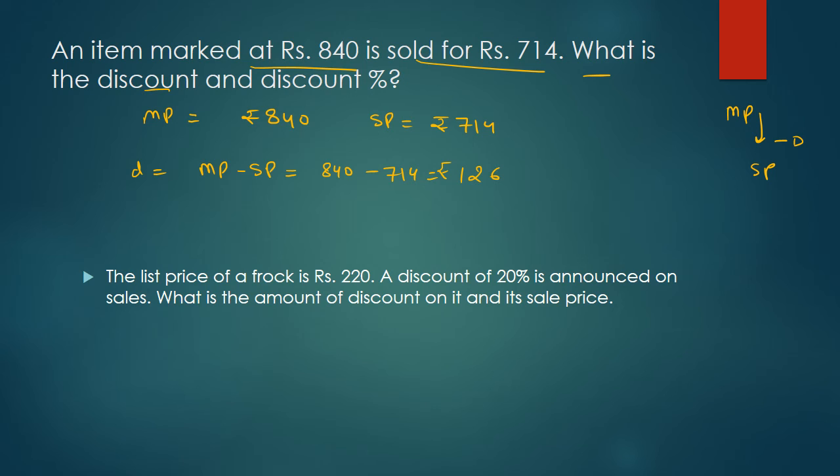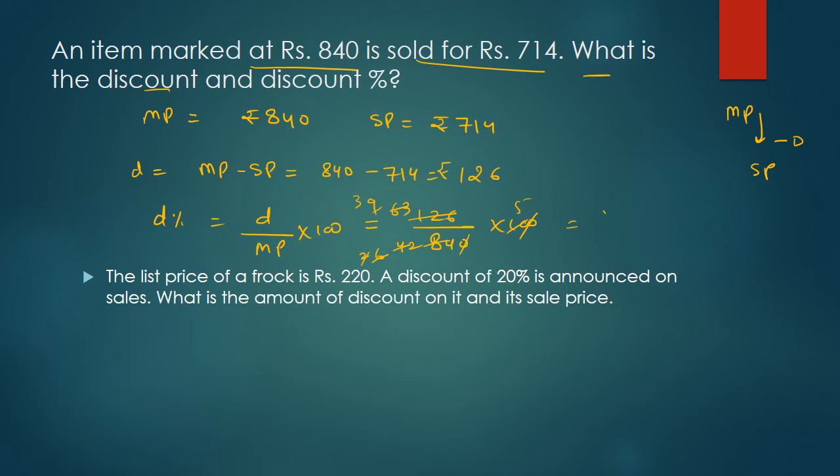Now we have to find out the discount percent. So discount is put on the marked price. Discount upon marked price into 100 is the percentage. So 126 divided by 840 into 100. You can cancel it. 2 4s are 8, 2 2s are 4, 2 6s are 12, 2 3s are 6, 7 6s are 42, 7 9s are 63, 3 2s are 6, 3 3s are 9, and 2 5s are 10.